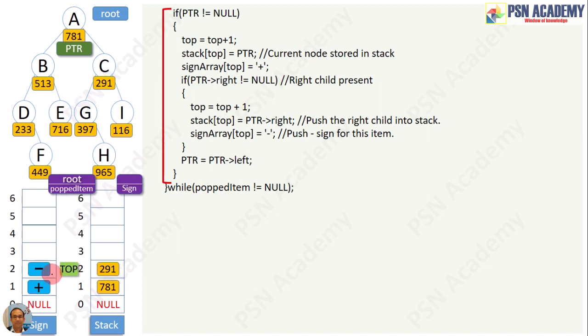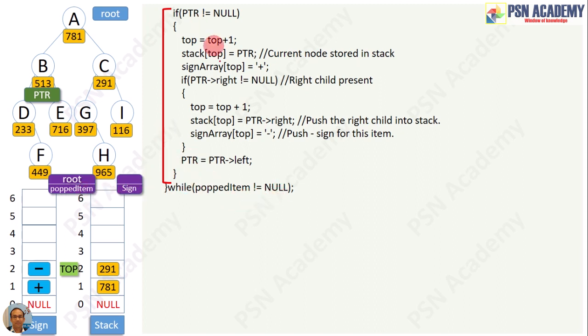You remember from the previous video that whenever you are pushing the current node, you push that node with a plus sign, and whenever there is a right child to be pushed inside the stack, it is associated with a minus sign. After this, we move PTR to PTR left. So PTR left is 513, so PTR comes over here. This cycle is over. We check whether popped item is null or not. Yes, it is not null.